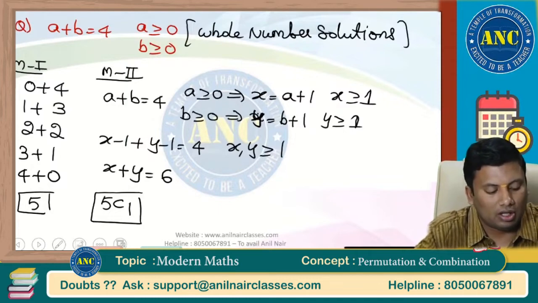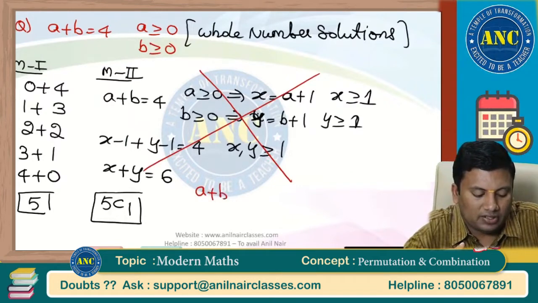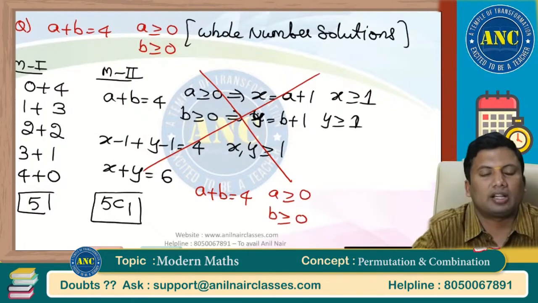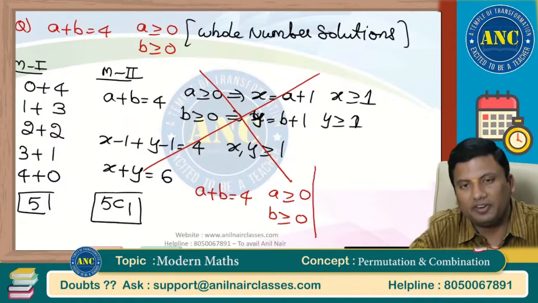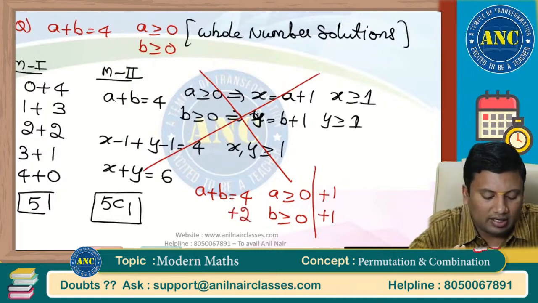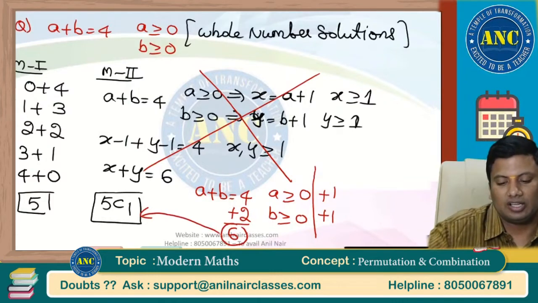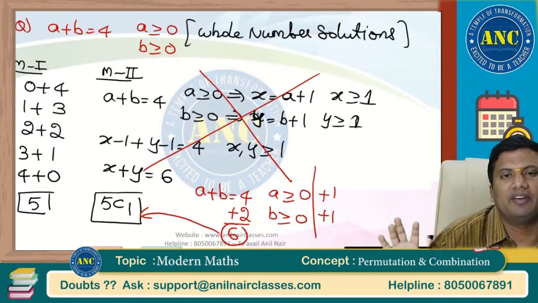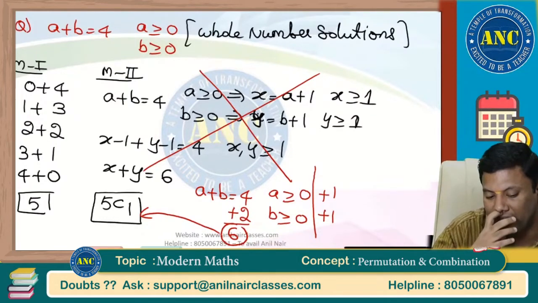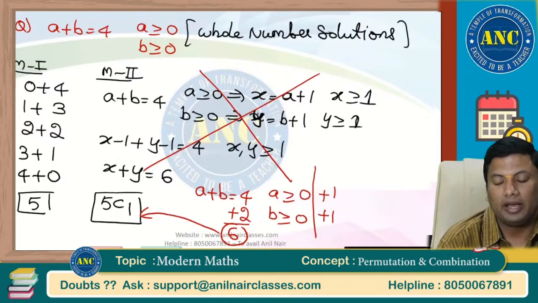You don't need to do all these of replacing variables. All these it is not required. A plus B is equivalent to 4, A and B greater than or equivalent to 0. I know the approach if it is starting from 1. So add 1 to it, add 1 to it. 2 is added. 4 plus 2 is 6. 6 means answer is nothing but 5C1. Make every variable start from 1. A plus B equivalent to 4, A and B greater than or equivalent to 0. Make them start from 1.